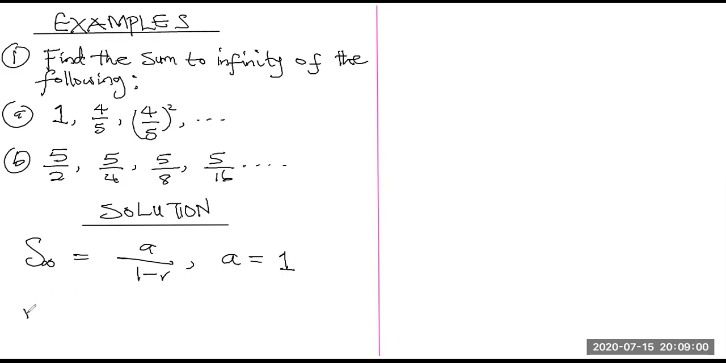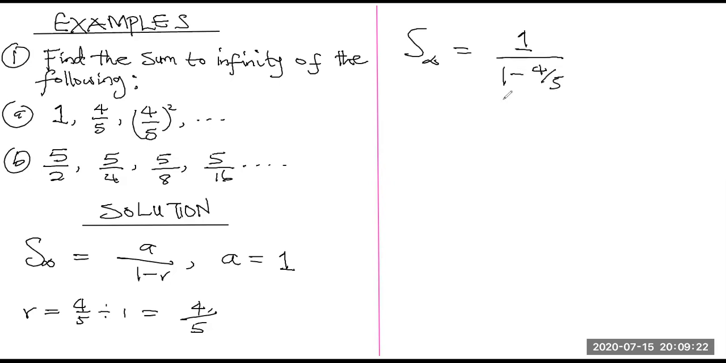So 4 over 5 divided by 1 will still give us 4 over 5. That's our common ratio. We'll now substitute. Our sum to infinity is equal to a, which is 1, divided by 1 minus 4 over 5. And of course, when you subtract, you're going to have 1 over 5.